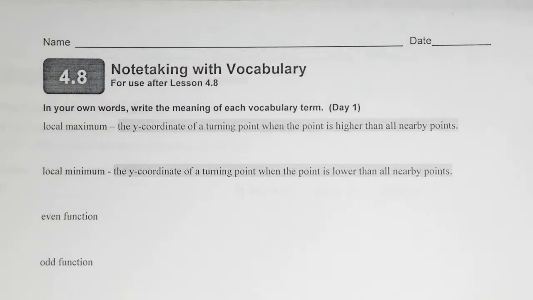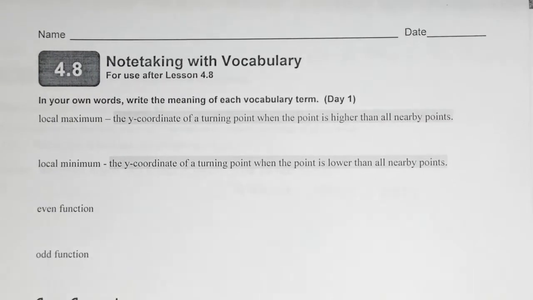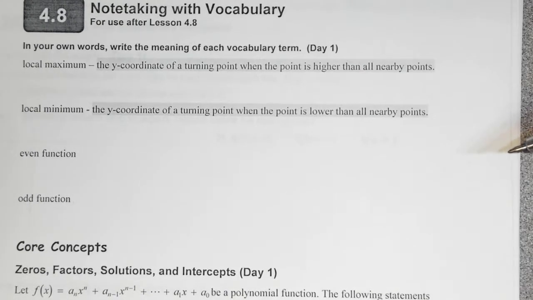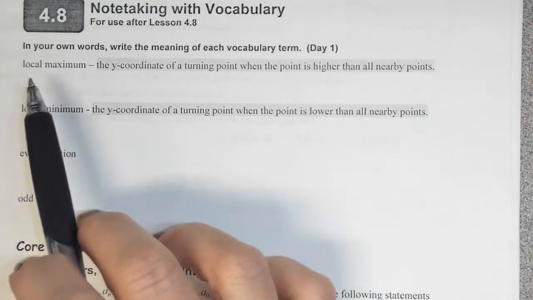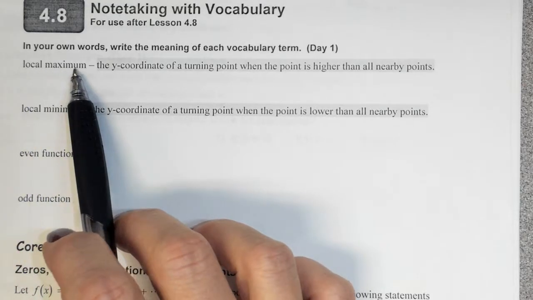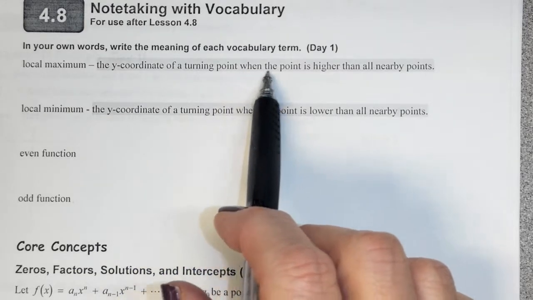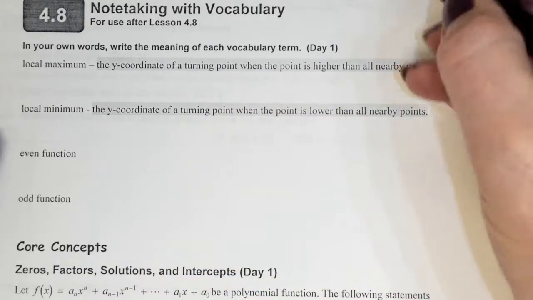Okay guys, this is on section 4.8, part 2, page 113 in your student journal. So the first thing we're looking at is a local maximum. The local maximum is the y-coordinate of a turning point when the point is higher than all nearby points.